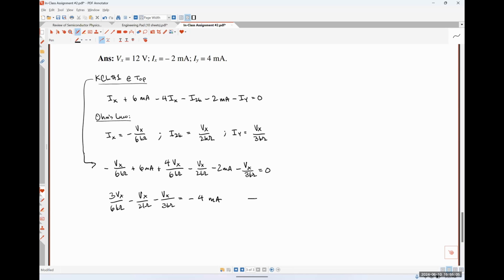All right, so solving this, I get Vx is equal to 12 volts, and then Ix would be negative Vx over 6 kilo ohms. So 12 volts over 6 kilo ohms is going to be 2 milliamps and the negative sign. And then lastly, Iy is positive Vx over 3 kilo ohms. So 12 over 3,000 is going to give me positive 4 milliamps. There we go.